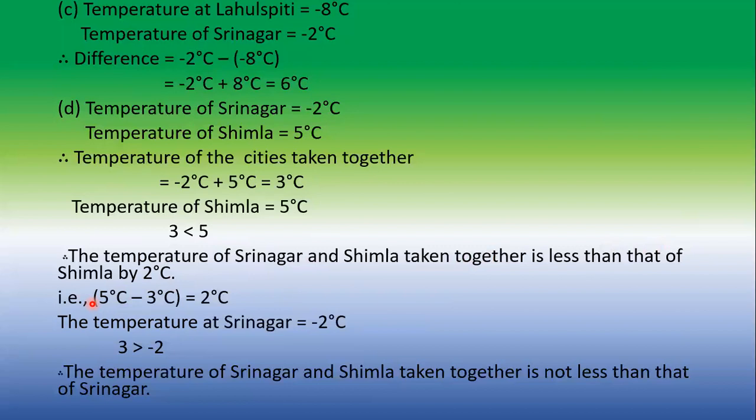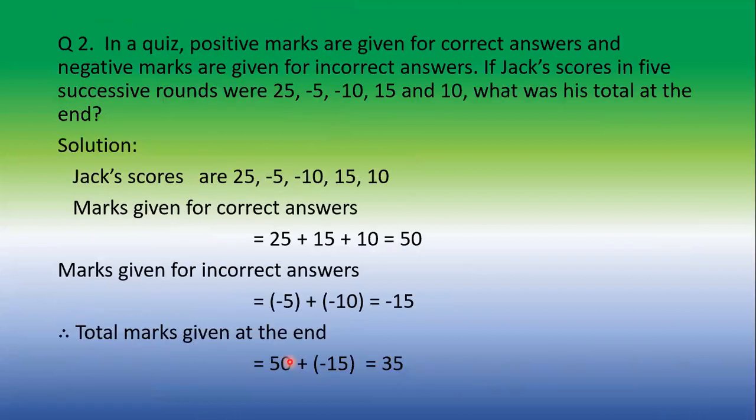And the temperature of Srinagar and Shimla taken together is 3 degrees Celsius. But the temperature of Srinagar is minus 2 degrees Celsius. Which is greater, 3 or minus 2? 3 is greater, right? So the temperature of Srinagar and Shimla taken together is not less than the temperature of Srinagar. Okay, we'll be discussing one more question.